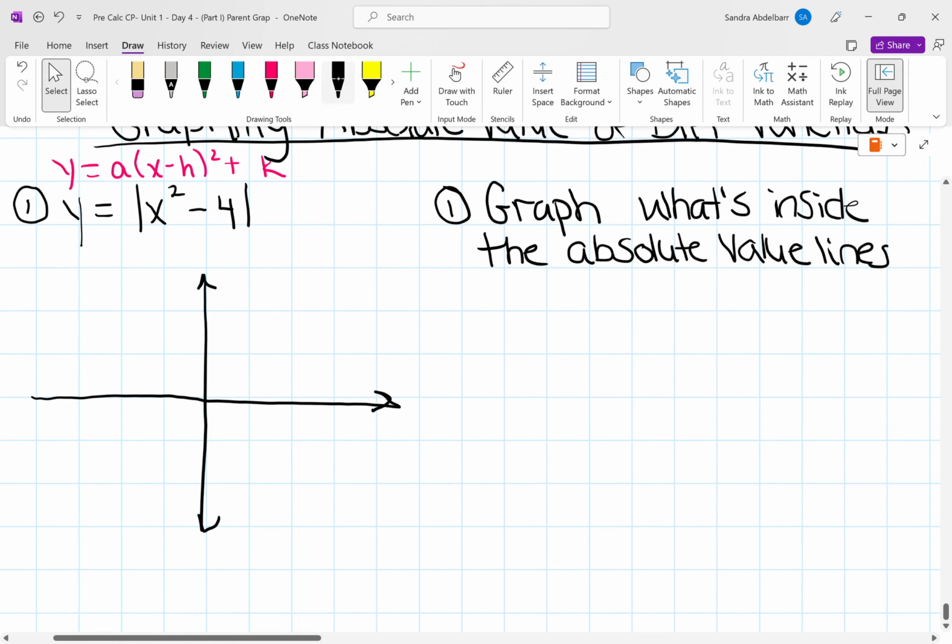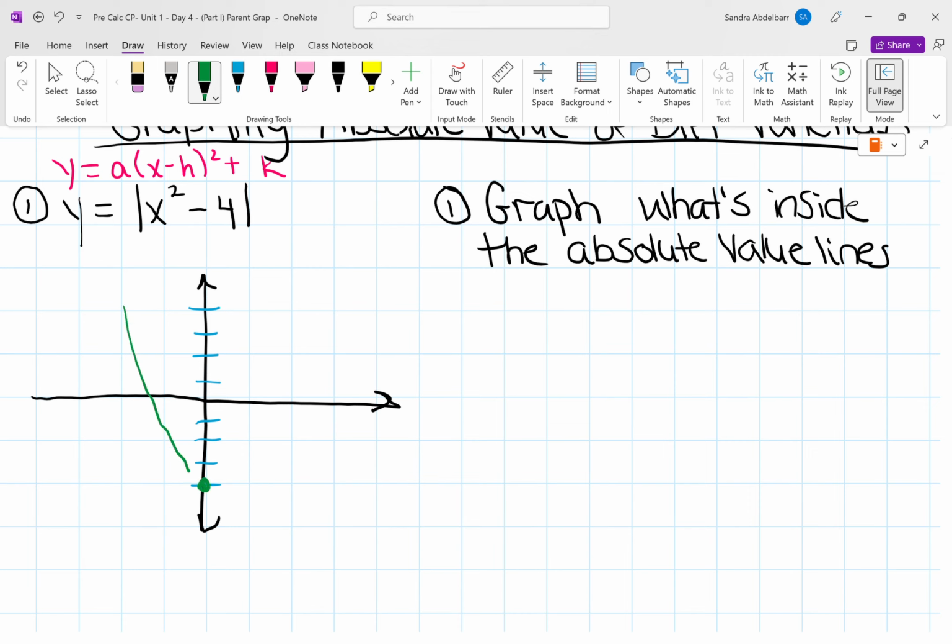So now for my parent graph, do you guys want me to sketch the parent graph so we see? I'll sketch it. We're down 4. Let's do this. 1, 2, 3, 4. 1, 2, 3, 4. And we look something like this. Remember, it's not completely accurate. It's just an idea of what it would look like.